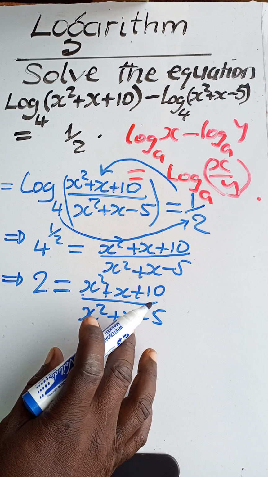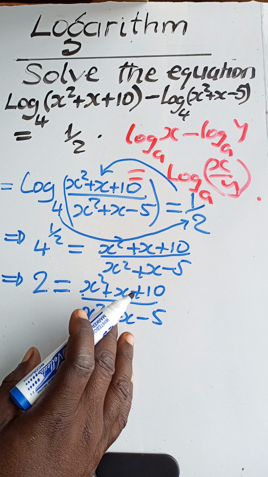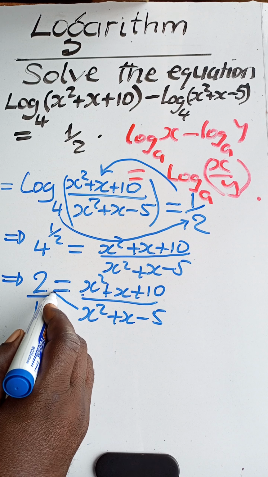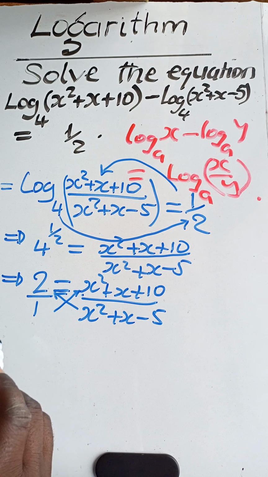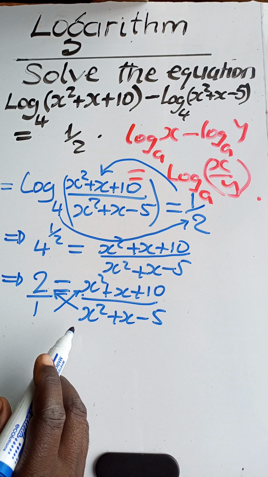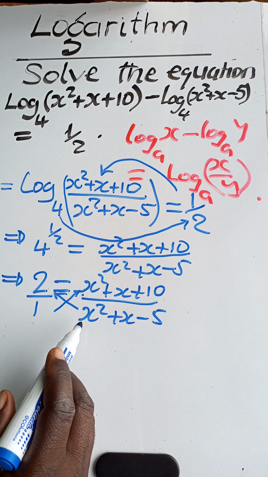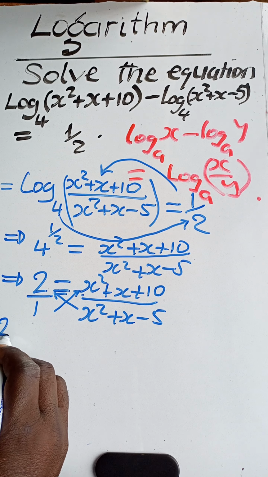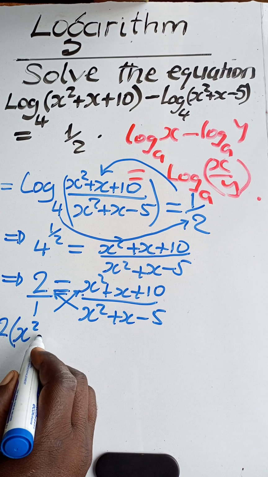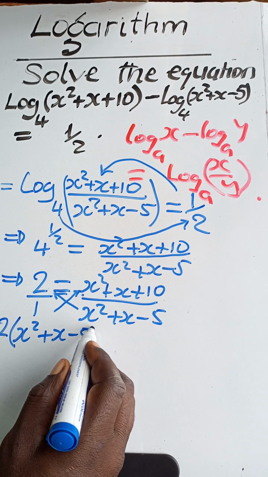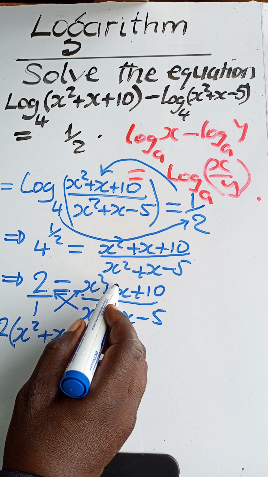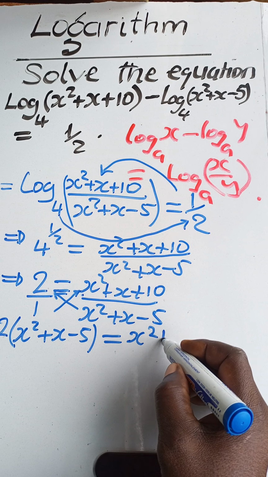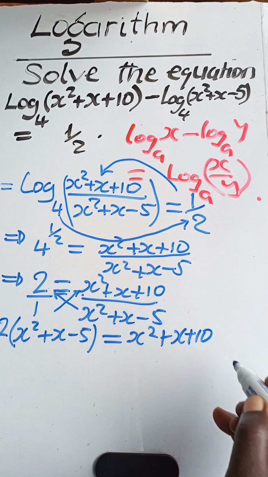All right, on the right hand side we have a fractional expression. So if we use cross multiplication, we will do away with the fractional nature. So we have 2 into x squared plus x minus 5, and 1 multiplied by that, it remains the same expression, x squared plus x plus 10.